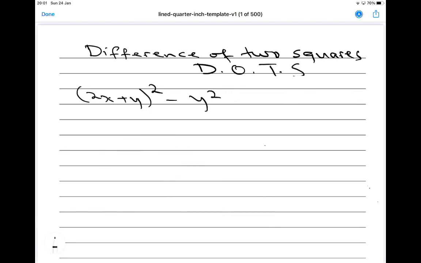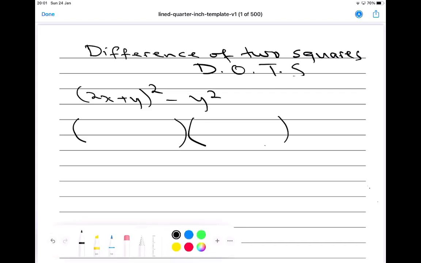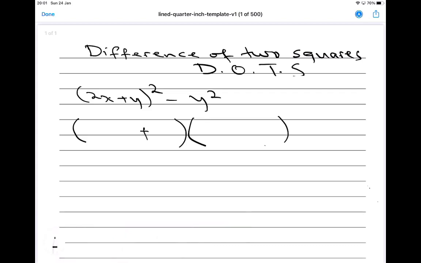Right, some of these expressions are actually large. Like this one here, this means the square of 2x plus y subtract the square of y. So that makes it difference of two squares. So I know straight away this is difference of two squares. So I'm going to draw my brackets, but I'm aware that this is a large expression. So I'll draw my bracket like that. And obviously I need more space. I'll put a plus sign in one of the brackets and I'll put a minus sign in the other bracket.